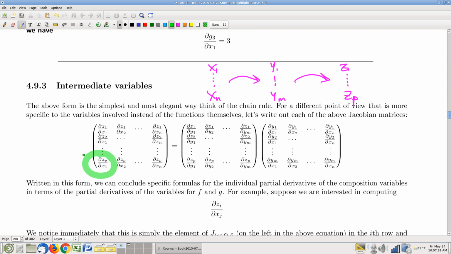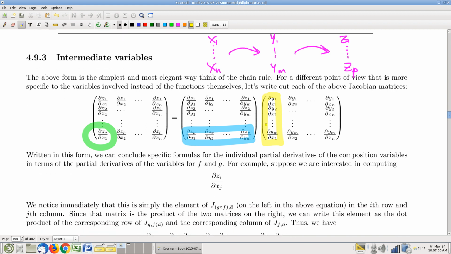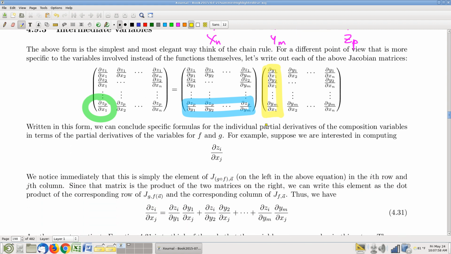Well, it's this row, the corresponding row of the left matrix, dot this column, that is the corresponding column of the right matrix. That's the rule, right? That's how we multiply matrices. And if I were to take those elements and actually write down that dot product, here it is, that element that we're looking at.